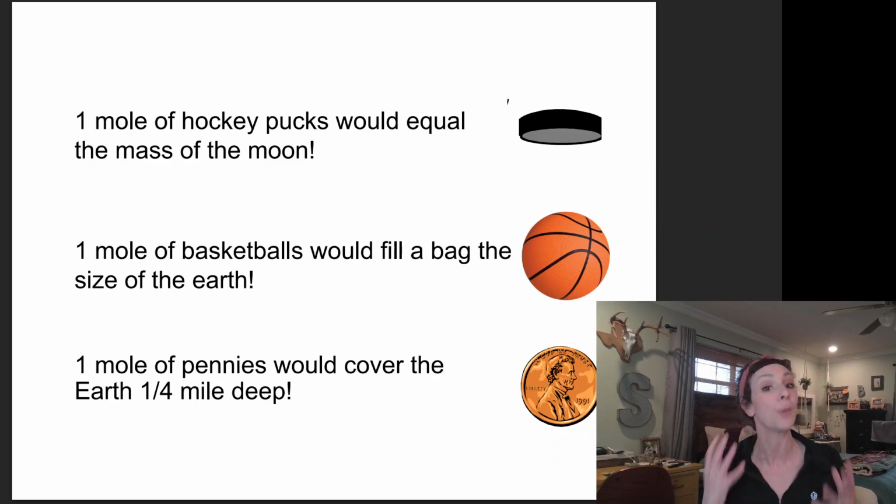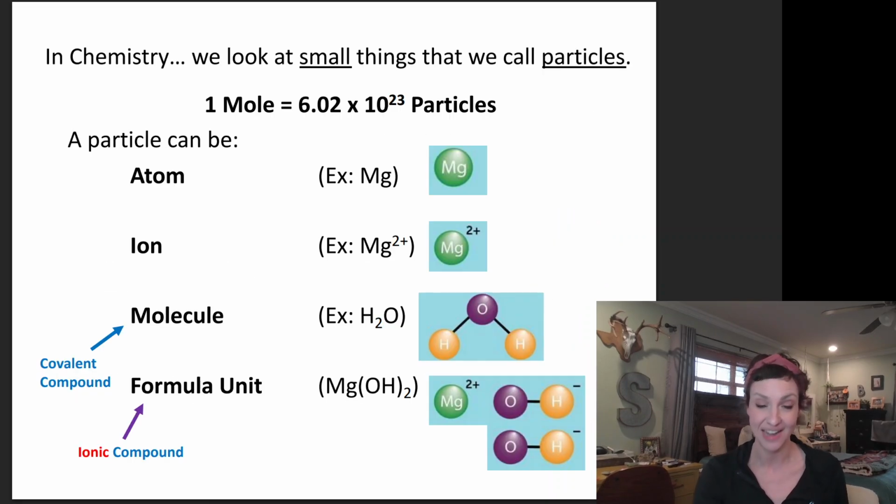For example, if I had a mole of hockey pucks, or 6.02 times 10 to the 23rd hockey pucks, that would equal the mass of the moon. A mole of basketballs would fill a bag the size of the earth. A mole of pennies would cover the earth 1/4 mile deep. That's wild for these everyday objects.